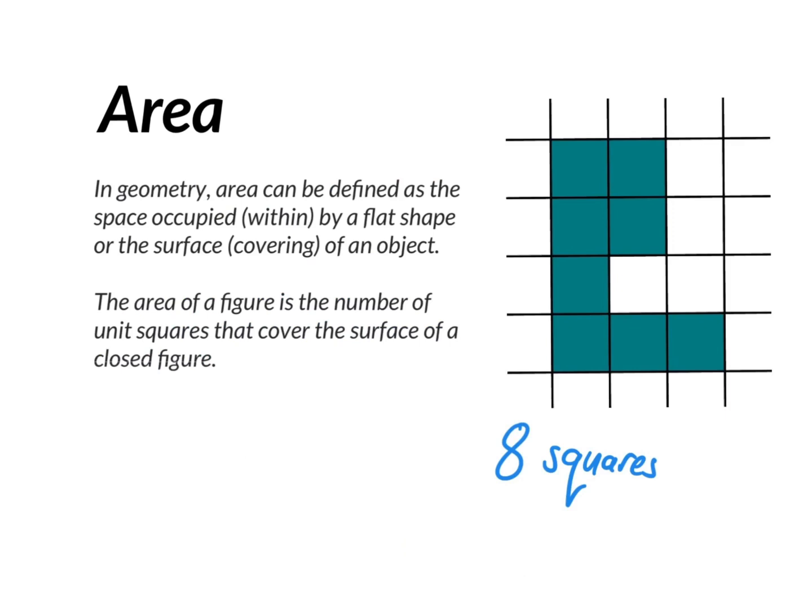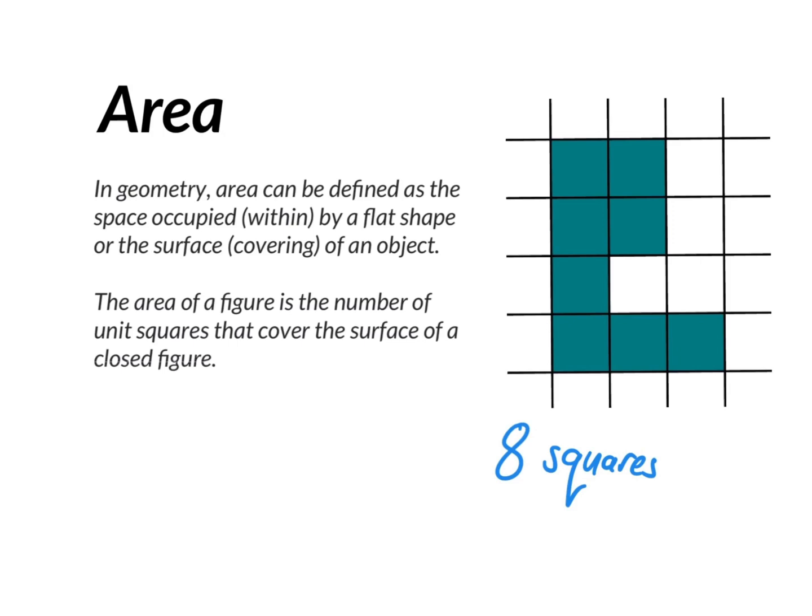In geometry, area can be defined as the space occupied within or by a flat shape or the surface, the covering of an object. The area of a figure is the number of unit squares that cover the surface of a closed figure. Well, that's a long-winded way of saying that area is just covering.